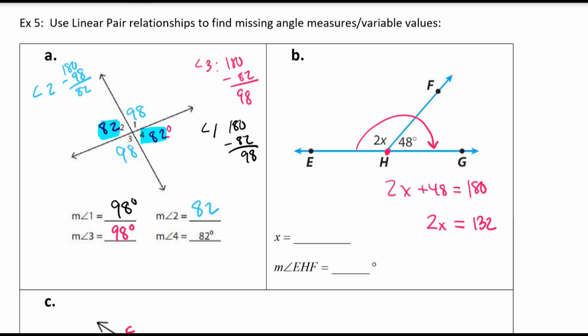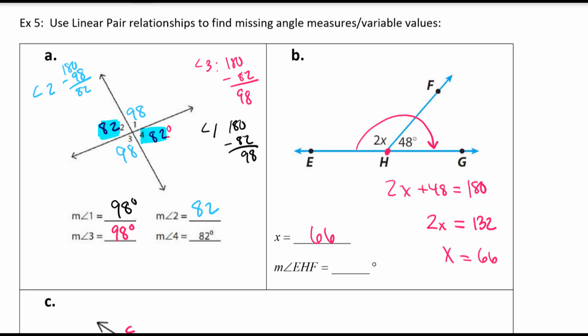Now I've got one more step to go, or actually two. First, I'm going to divide both sides by 2, and I'll get a value of 66. Now, x has a value of 66, all right? So that's one of the things, and this is a very common mistake. People are like, oh, I found the value of x, boom, I'm done. No, bro, you're not. You got to find the measure of angle EHF.